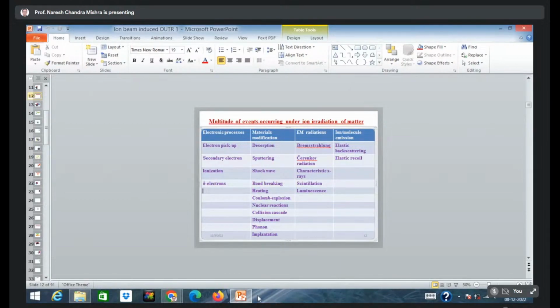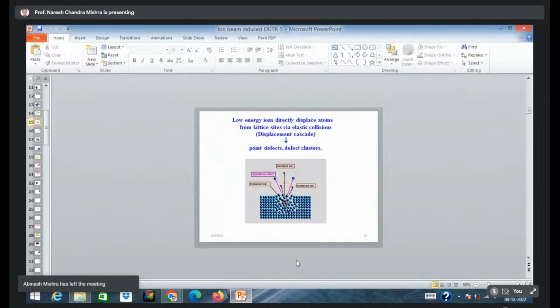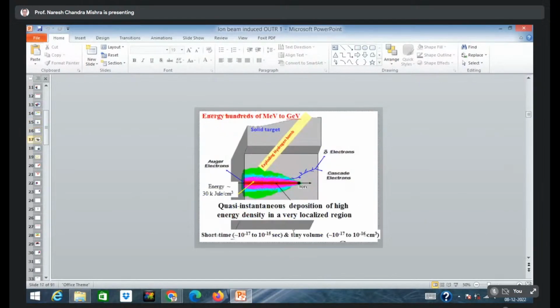Next question is from Radhakanta, sir. He's asking, how do we get the coherence of electrons all along the path of ions, because there may be space charge effect? Great, great. That's a very nice question.